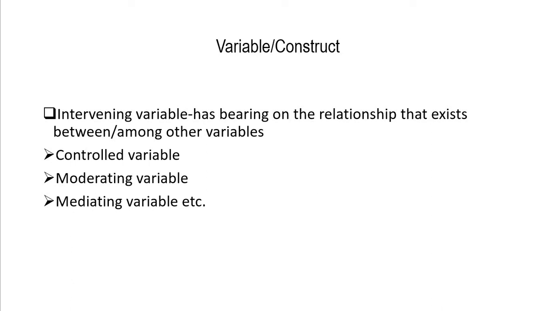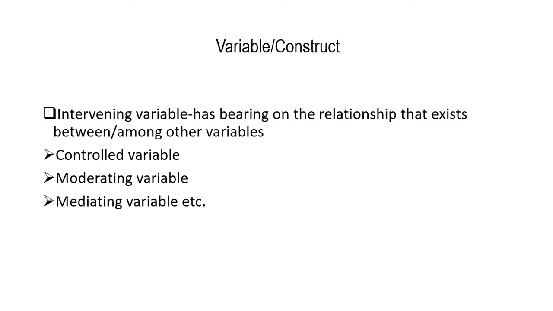In other words, if we have a positive relationship between two variables, the inclusion of the moderating variable can cause that relationship to become negative. Or if it is negative, the inclusion can turn it into positive. So that is how a moderating variable affects the direction.